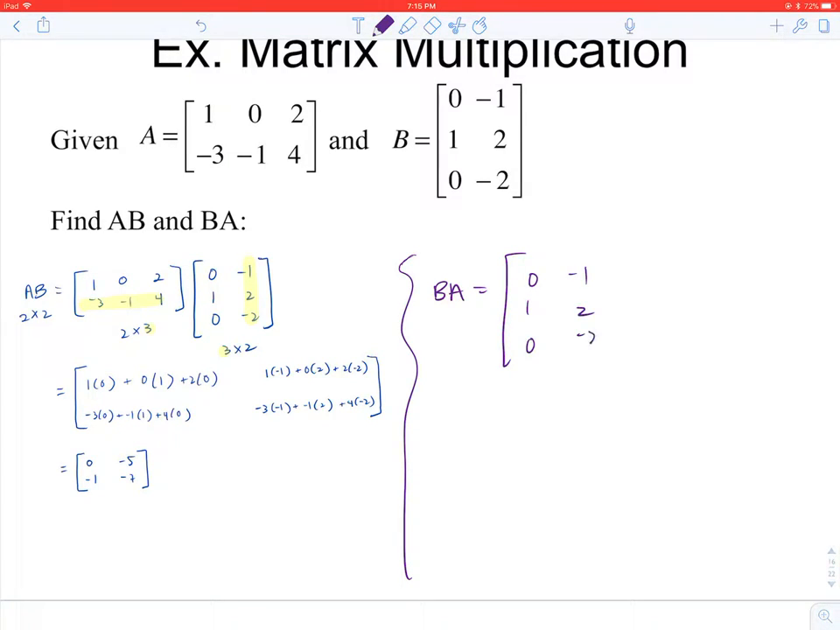So B times A. Okay, so this is 3 by 2 and 2 by 3. The columns match the rows, and this will result in a 3 by 3.